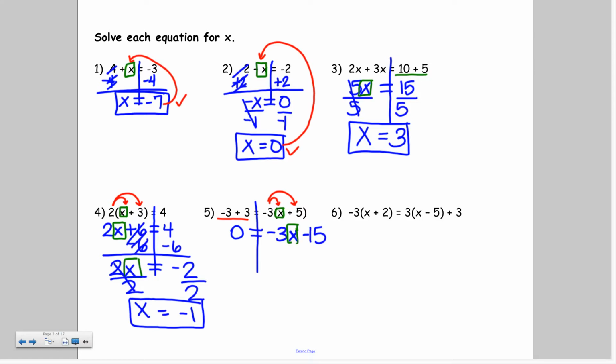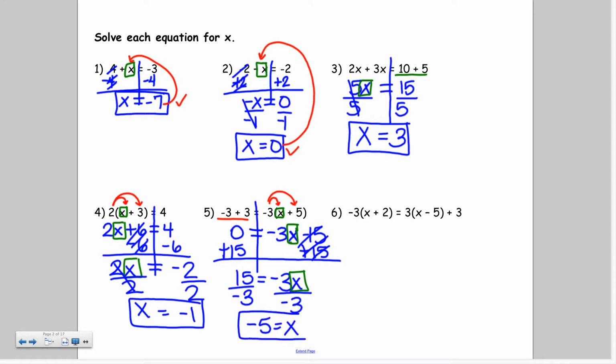All right, there we go. To get rid of the 15, we're going to add 15 to both sides. So 0 plus 15 is 15. It is equal to negative 3x. And then negative 15 plus 15 gives us 0. Now we still need to get the x by itself, so we've got to do the opposite of what's happening. Since it's being multiplied, we're going to divide. 15 divided by negative 3 is a negative 5, and that's equal to x.